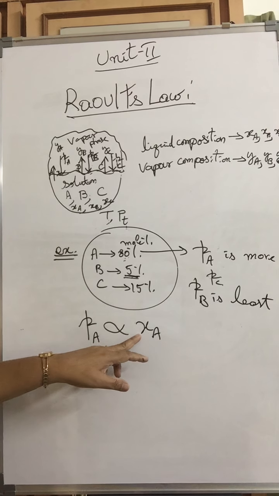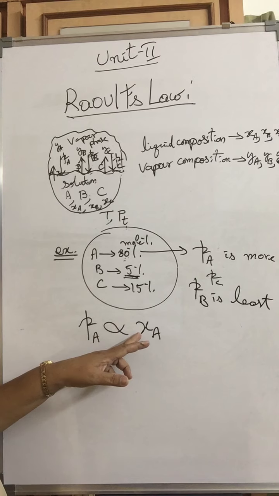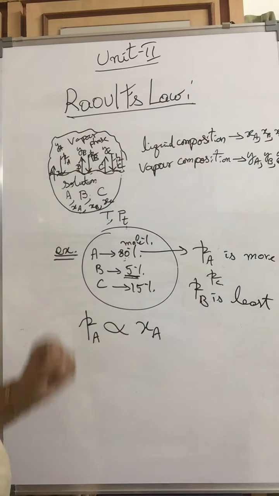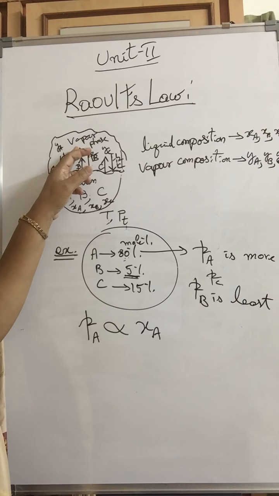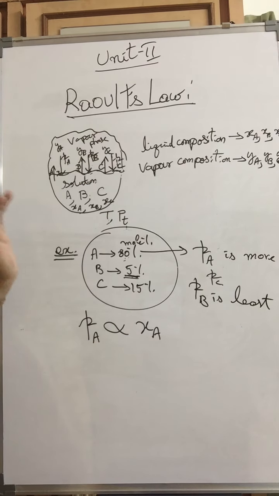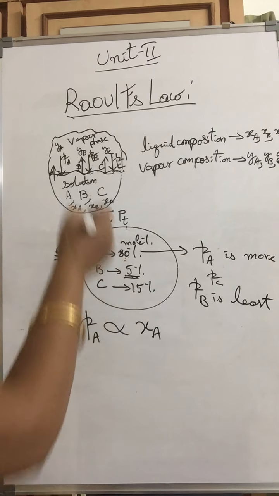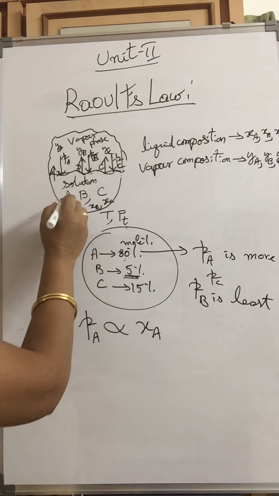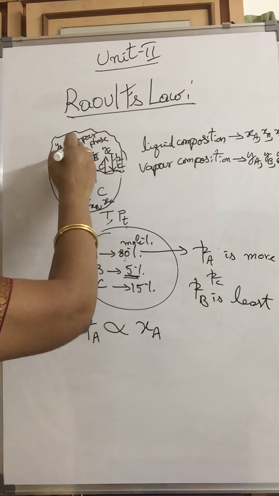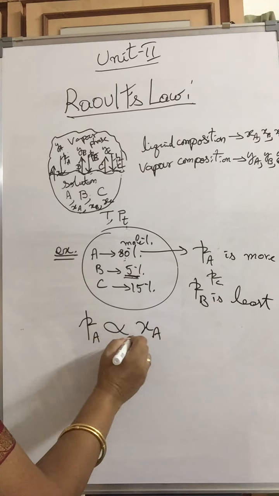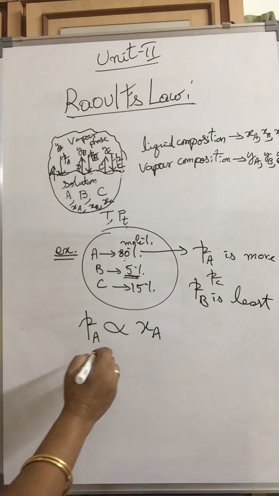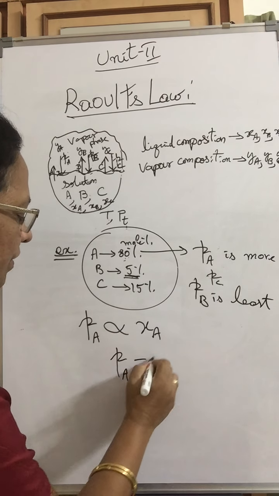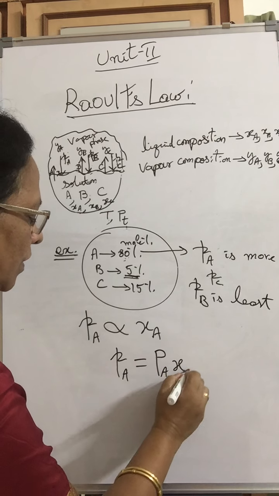Small x is always used to indicate liquid mole fraction, and small y is always used to indicate mole fraction in the vapor phase. Throughout our subject, we use the same notation. So, partial pressure exerted is directly proportional to liquid mole fraction. If this is high, partial pressure will also be high. So, PA is directly proportional to XA. To remove this proportionality, we introduce a constant, that is PA is equal to PA-star into XA.